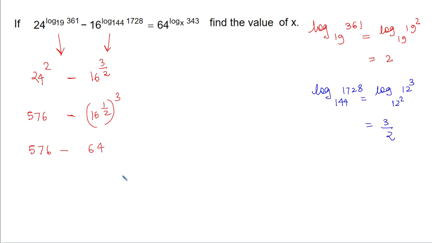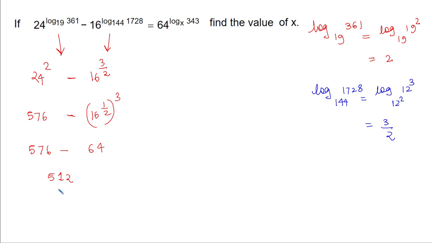So over here, if we subtract 576 and 64, what will we get? Let's have a look at it. We will get 512. And 512 is what? It is nothing but, hold on, we'll see it later on.